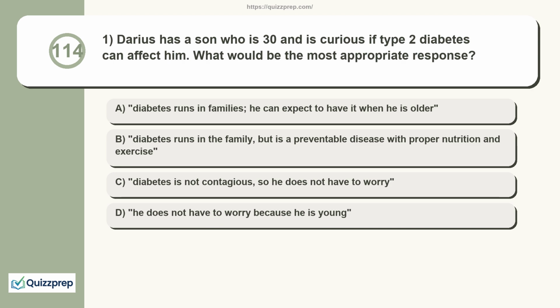Question 114. Darius has a son who is 30 and is curious if type 2 diabetes can affect him. What would be the most appropriate response? Diabetes runs in families. He can expect to have it when he is older. Diabetes runs in the family, but is a preventable disease with proper nutrition and exercise. Diabetes is not contagious, so he does not have to worry. He does not have to worry because he is young.